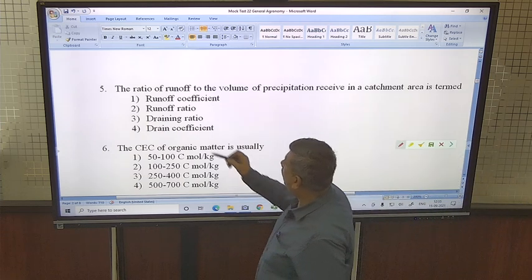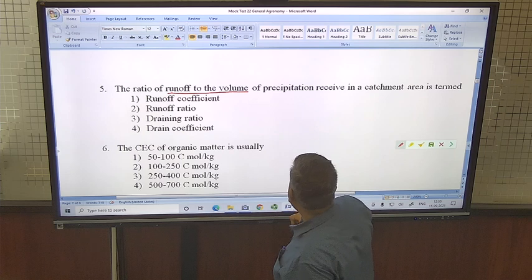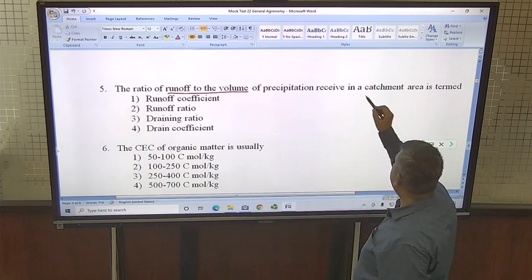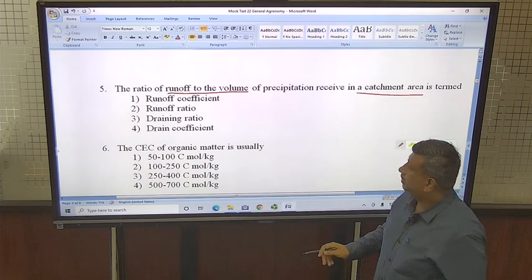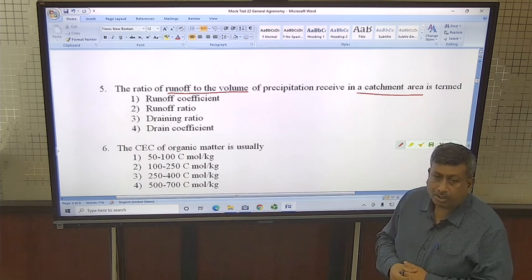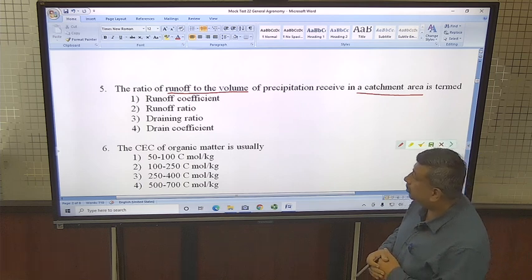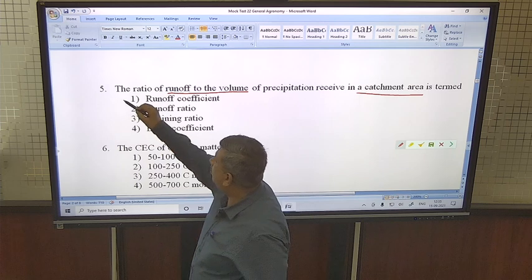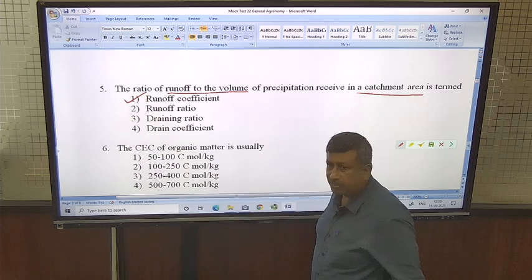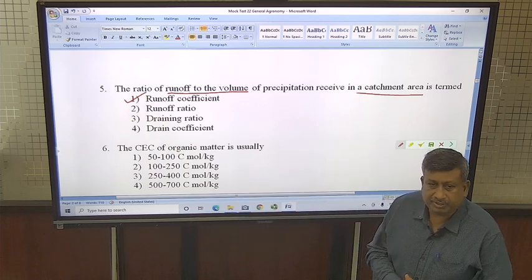The ratio of runoff volume to precipitation in a catchment area: how much is the runoff and how much is the precipitation? This ratio is known as the runoff coefficient. If runoff is more, then the runoff coefficient will be high.